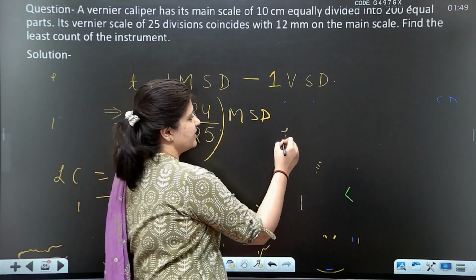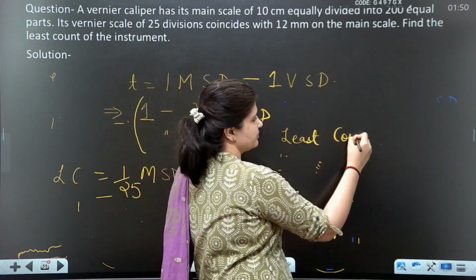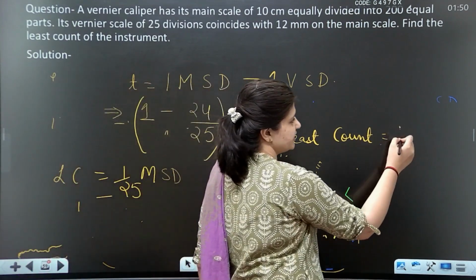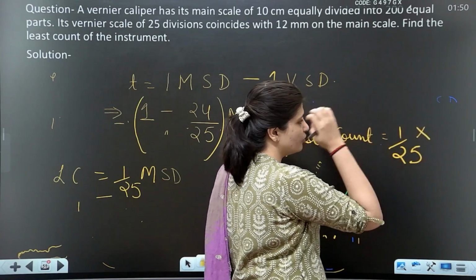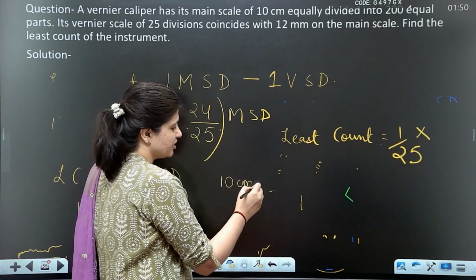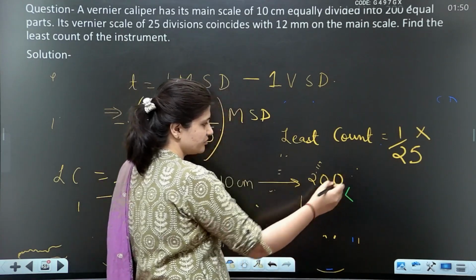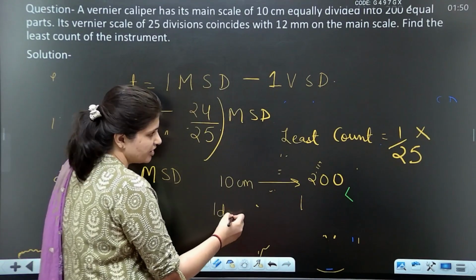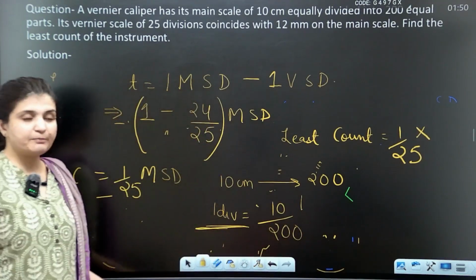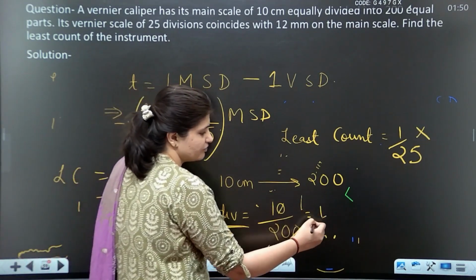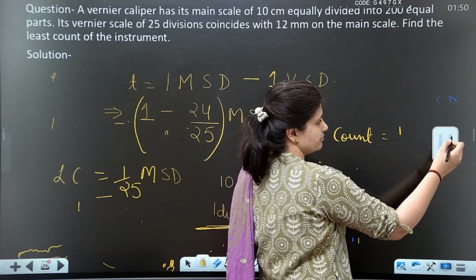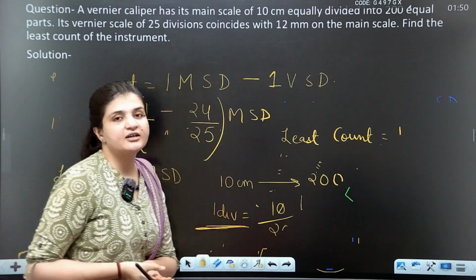So least count is equal to 1 by 25 into the main scale reading. So 1 by 25 into what is the value of 1 division on the main scale? For 10 centimeter we have 200 divisions, so for 1 division the value will be 10 upon 200. This will be cancelled, so it is equal to 1 by 20. So this is how we can find the least count.